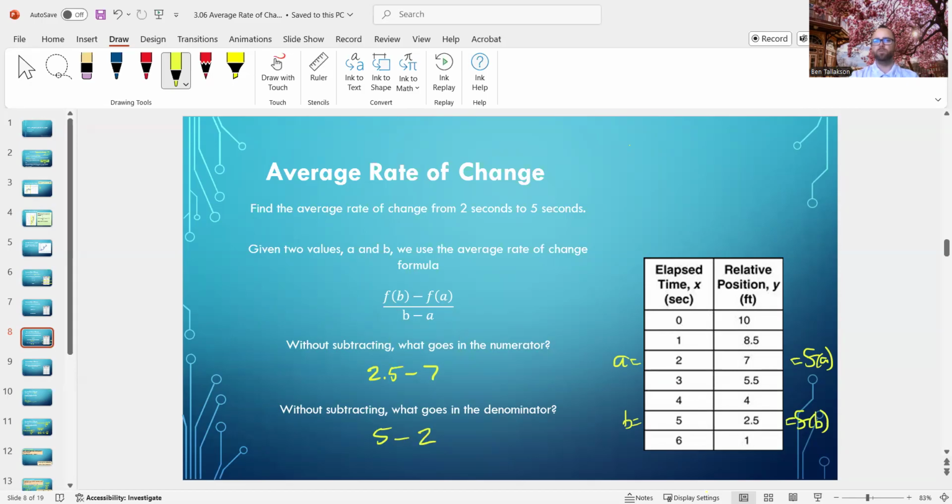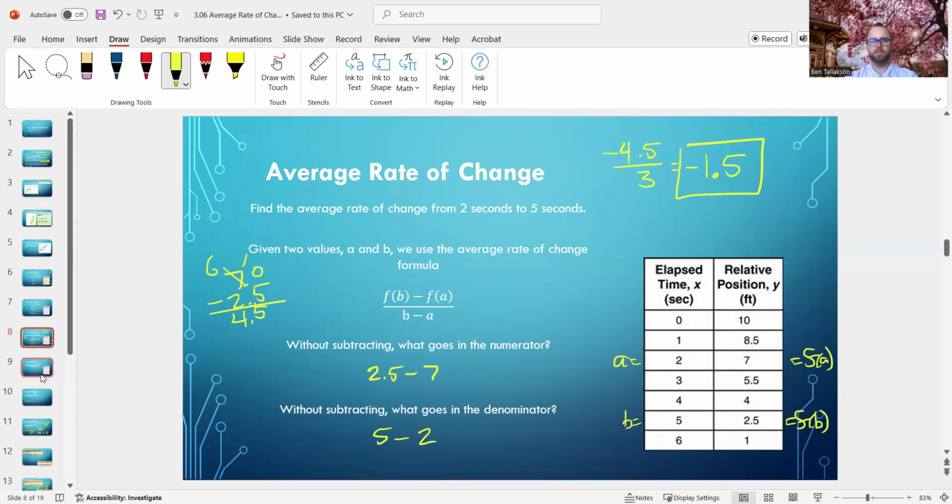So if we work this out, what happens? We get negative 3.5 over 3. Is it 3.5? I think it's 4.5. Let's double check. 7 minus 2.5. Yes, 4.5. And that simplifies to negative 1.5, which is our average rate of change. So see what I mean? We got a negative number there.